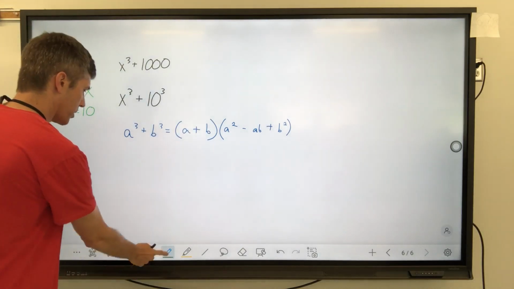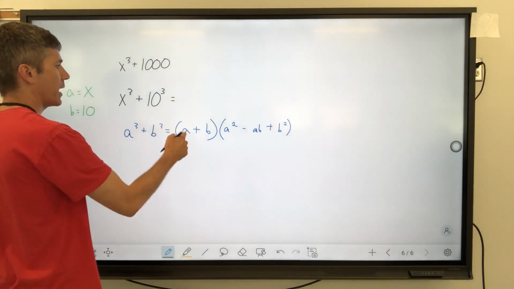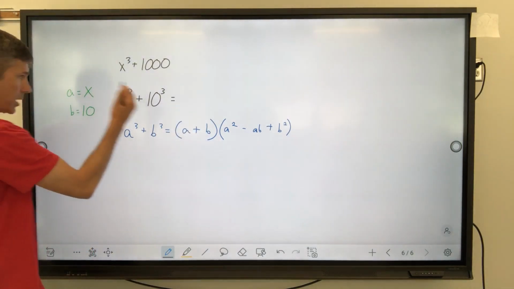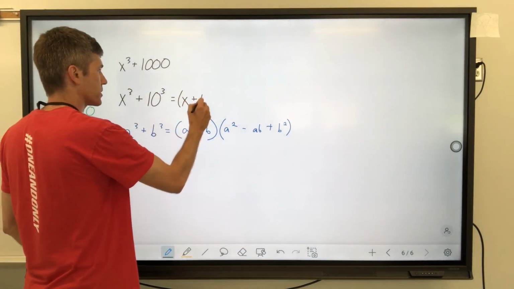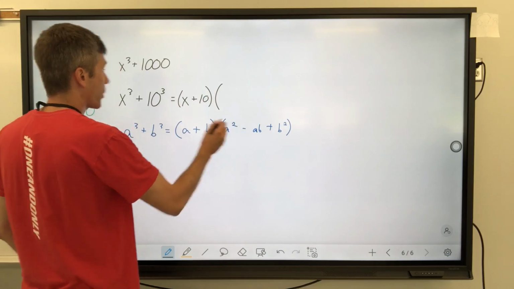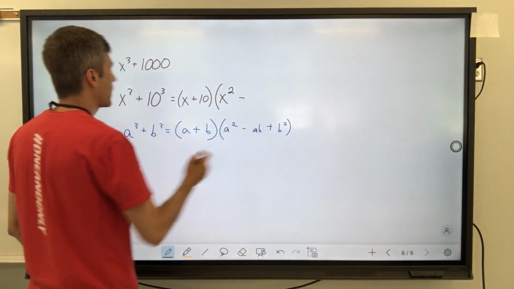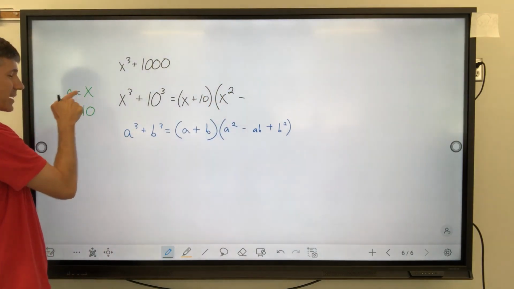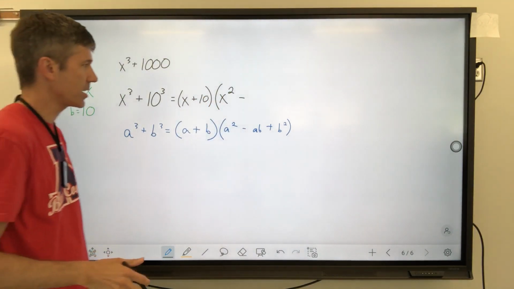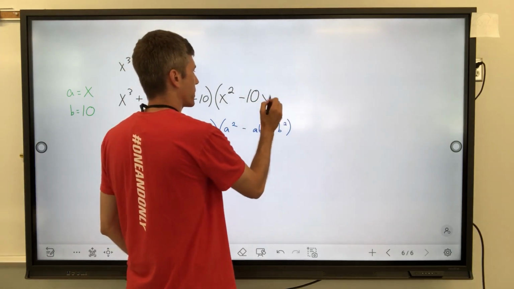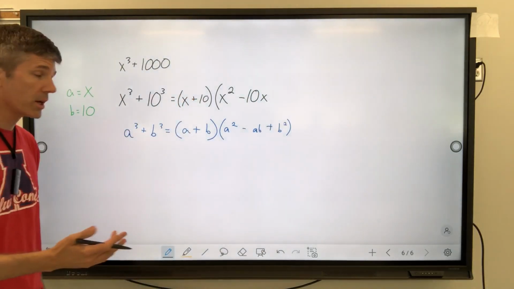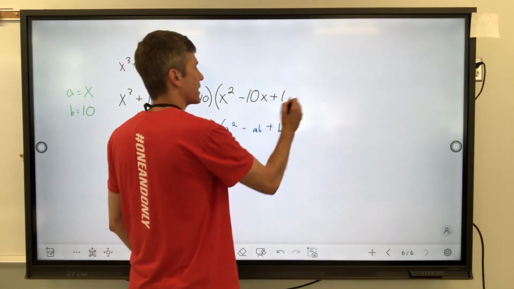So let's keep going. We have a plus b. Well, that would be x plus 10. Okay, well, I can do that. x plus 10. All right, a squared, that's x squared, minus a times b, that's x times 10. Put x times 10 if you want to be wrong. Put 10x if you want to be mathematically correct. And then plus b squared, so plus 10 squared.